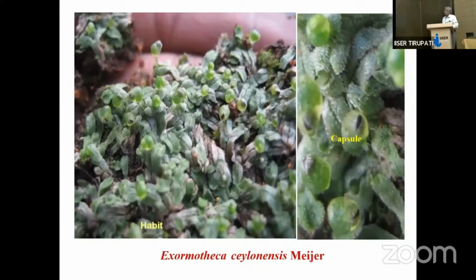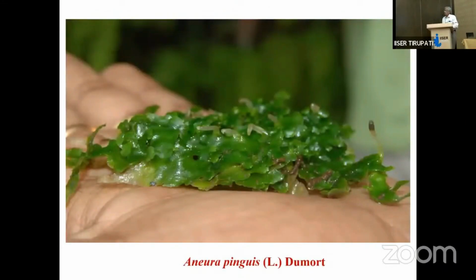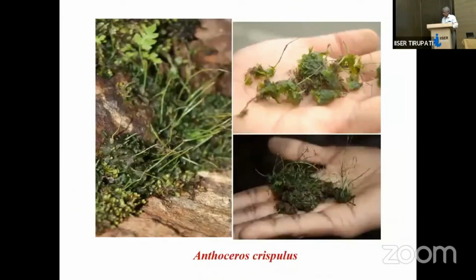You can see the capsules, Exarnotheleca silenensis. This is Junarchiara hirsuta. You can see that it is on palm. Remember, Anura pinguis is very small. You can see the sporocarp there.